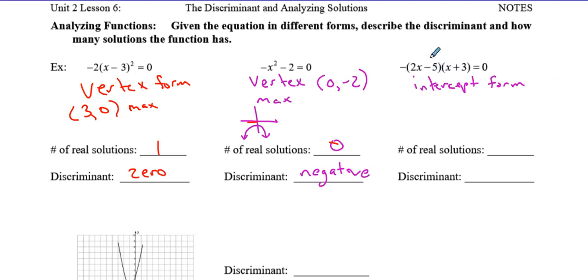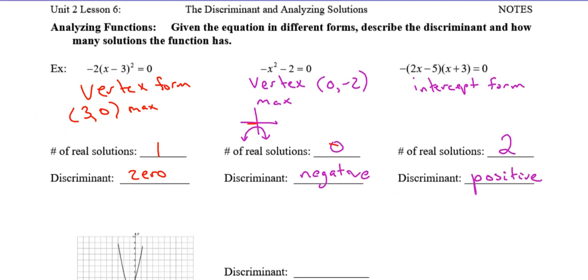So when you have a function in intercept form, they're telling you where it crosses the x-axis. So if it's in intercept form, there has to be 2 real solutions because they're giving them to you, which means that the discriminant has to be positive.